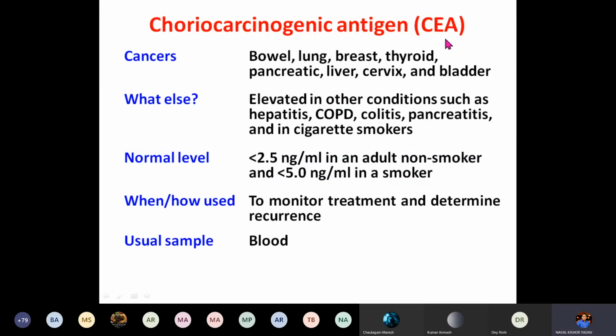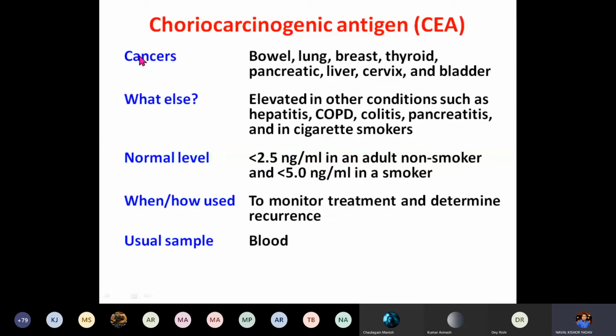Another is CEA, Carcinoembryonic Antigen. The sample is again the blood. It is used for the treatment, diagnosis, and determining the recurrence. The normal level differs in smokers and non-smokers. They are divided into two groups. Among the non-smokers, it is less than 2.5 nanogram per ml, and in smokers, it is less than 5 nanogram per ml. So almost you can say it is double. That means smoking also affects the level of CEA.